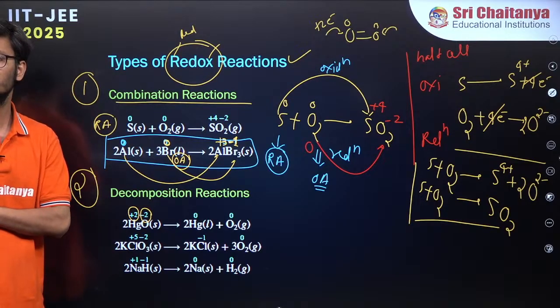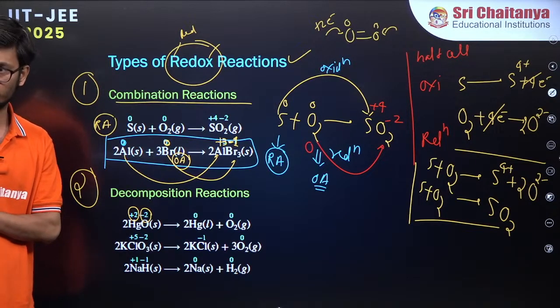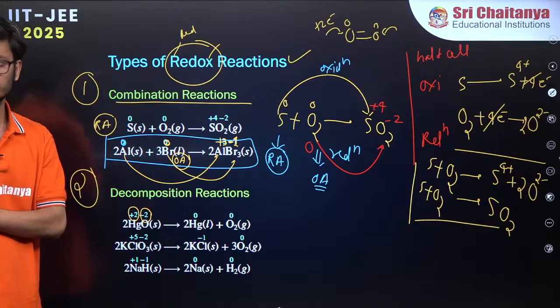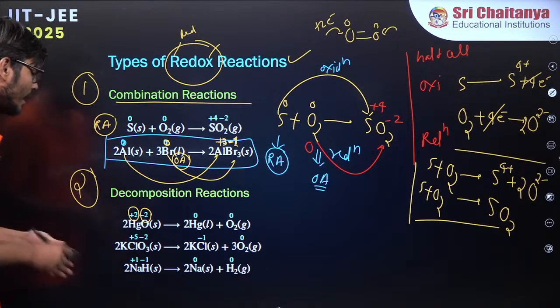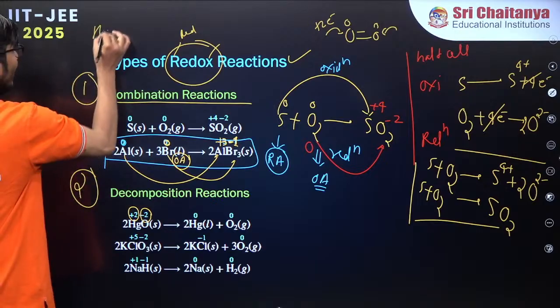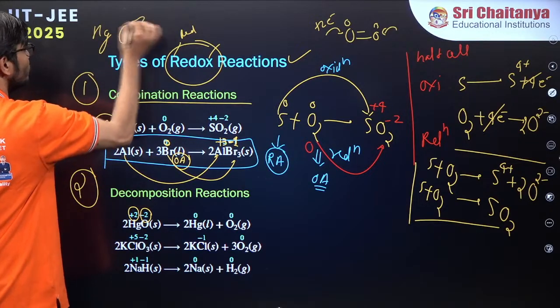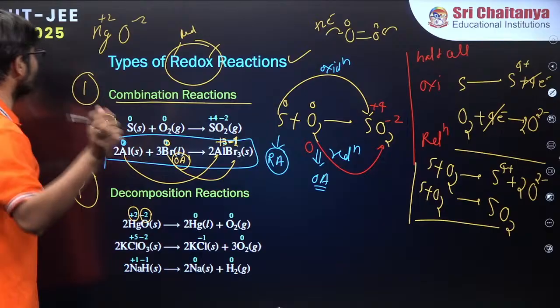Mercurous or mercuric. अस नहीं है बेटा, अस नहीं है, इक है, इक. मर्क्यूरस कैसे हुआ? अरे HgO, -2, +2. Mercury has two oxidation states.